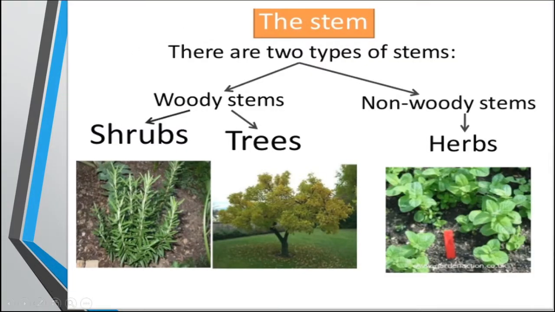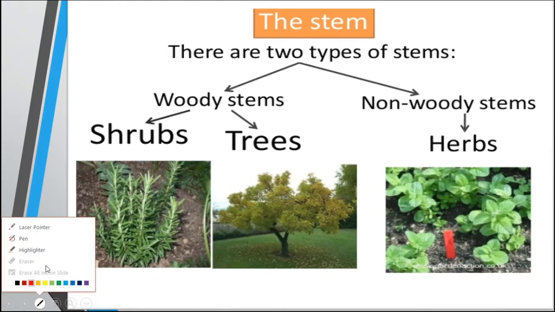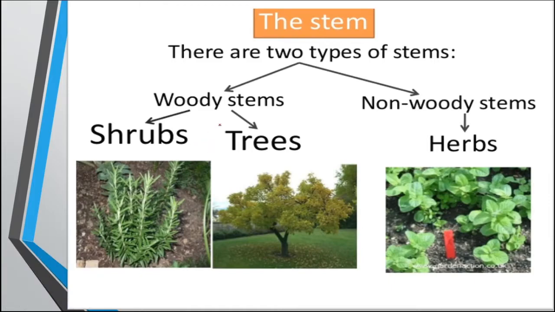Here we can see the stem, the two types of stem: woody stem as well as non-woody stem. Woody stem is found in shrubs and trees, that means bigger plants, and non-woody stem is present in herbs, that is very small plants which are very flexible. Here they become woody, brown in color, strong and stout.